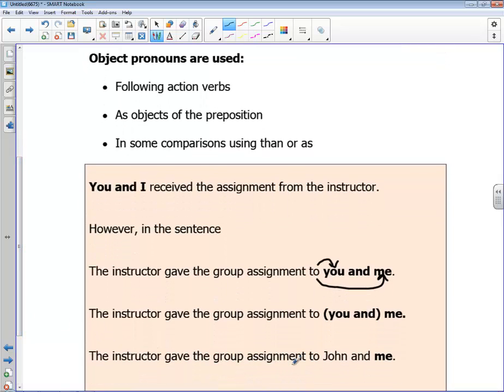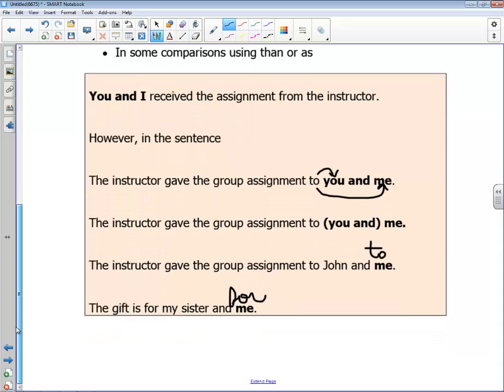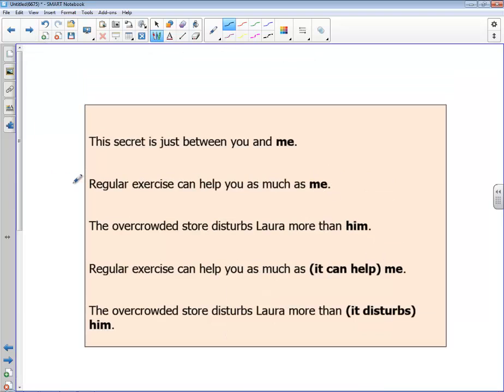The instructor gave the group assignment to John and me, to John and to, understood, me. The gift is for my sister and for, understood, me. The secret is just between you and me.